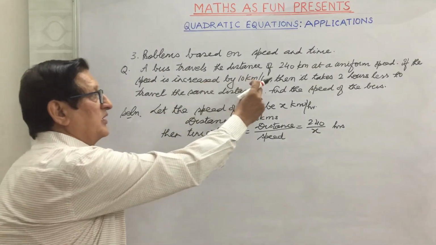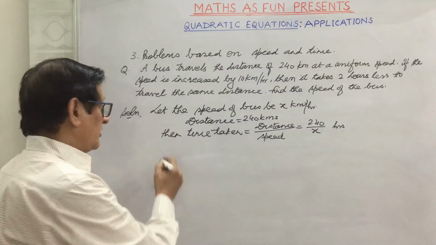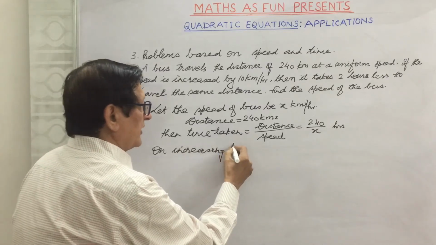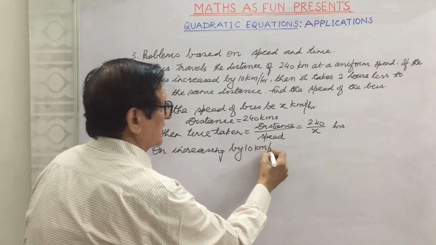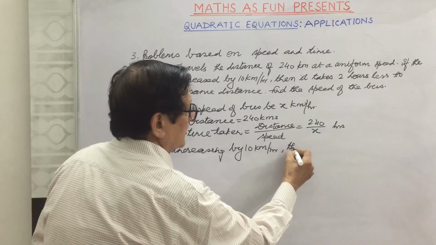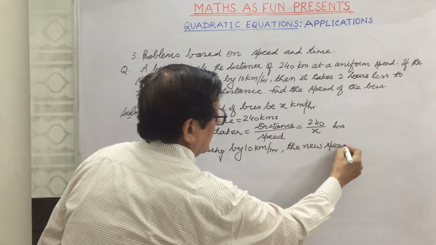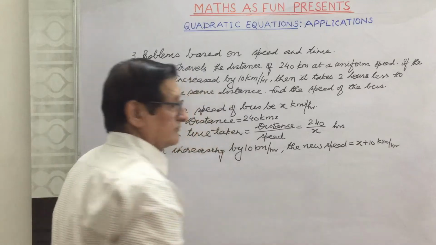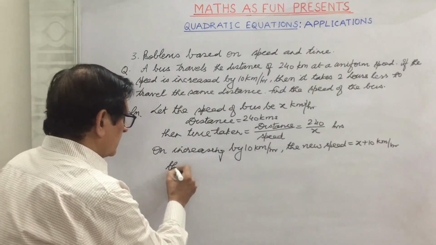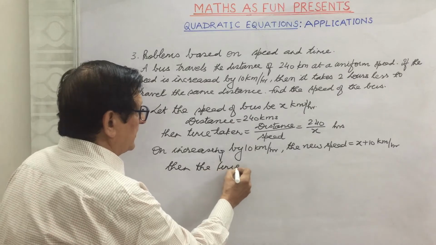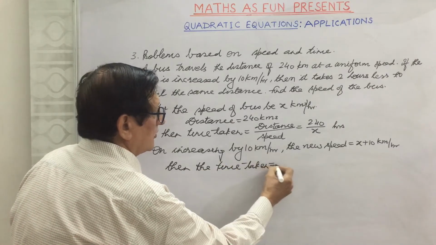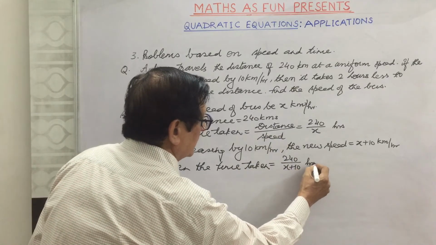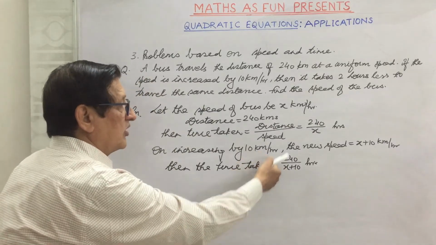Then when the speed is increased by 10 kilometers per hour, the new speed is x plus 10 kilometers per hour. Then the time taken will be, again with the same formula, 240 upon x plus 10 hours. And this time is 2 hours less than this.